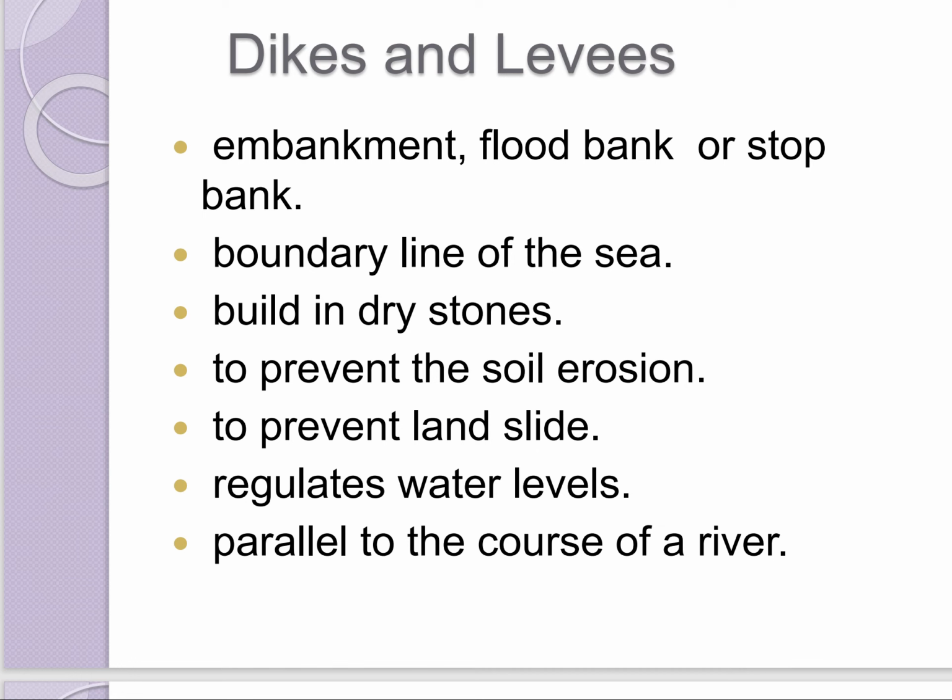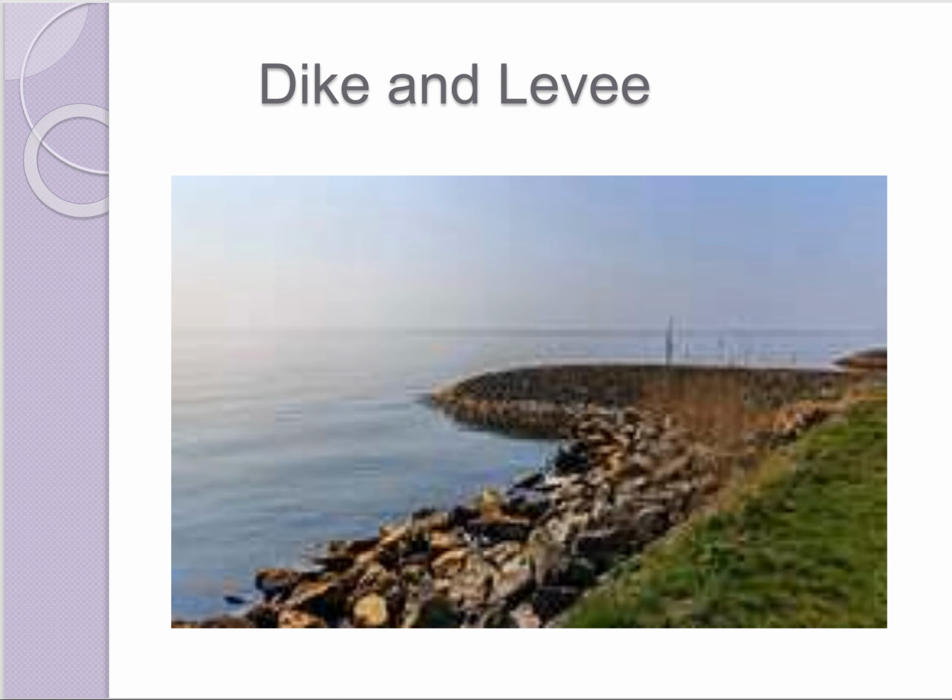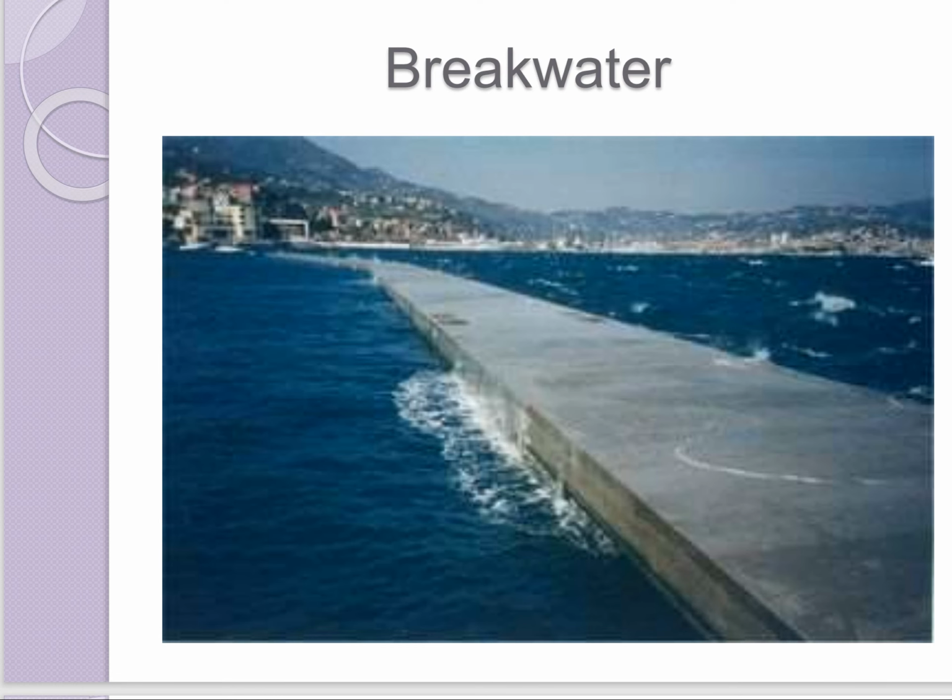So this is about providing a boundary line to the sea, built in dry stones to prevent the soil erosion and to prevent the landslides, regulates water levels, and it is usually made parallel to the course of a river or the water body. As you can see in this picture, a dike or a levee is a fill of dry stones along the shore.